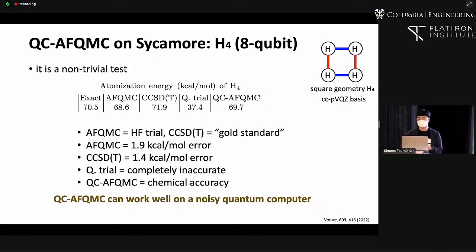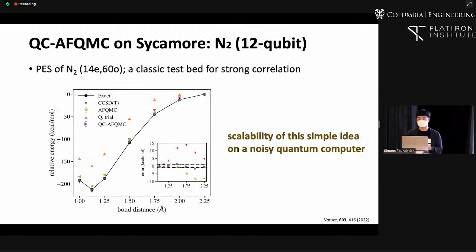We did the same test for the triple bond N2 bond breaking example, which is a classic example for strong correlation. We have 14 electrons and 60 orbitals. It's just to make sure that this approach is a scalable approach. The purple data points in this error inset, you can actually see that we do end up getting some points within chemical accuracy, and clearly better than the red data points CCSD(T) or the classical AFQMC calculations with Hartree-Fock trial wave function.